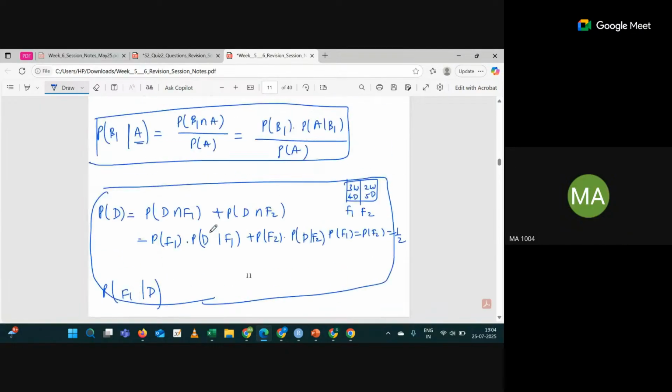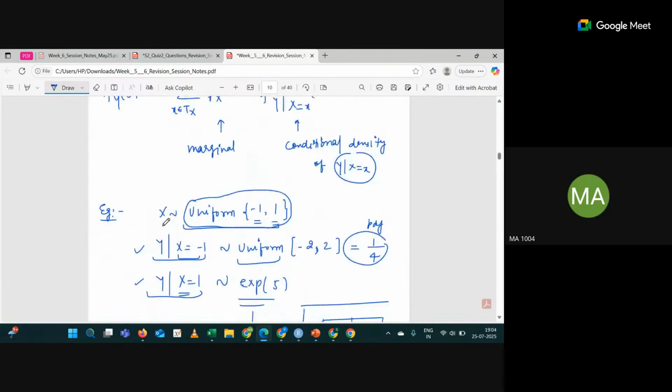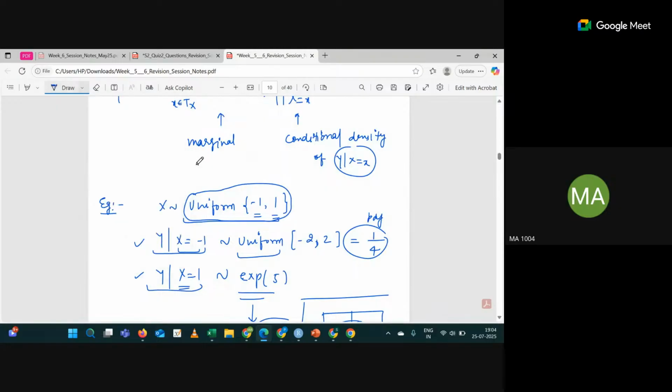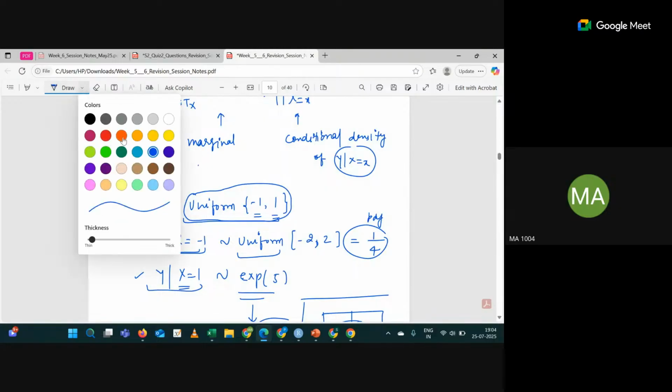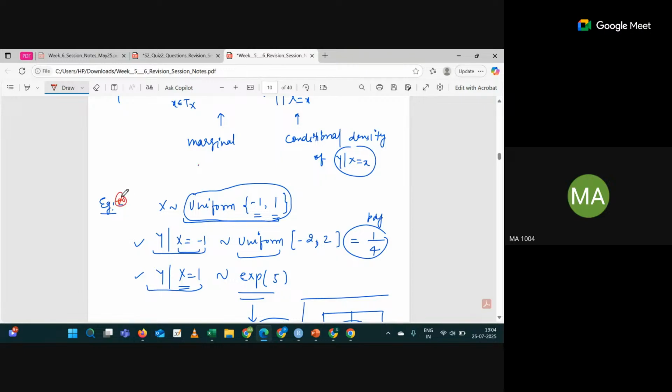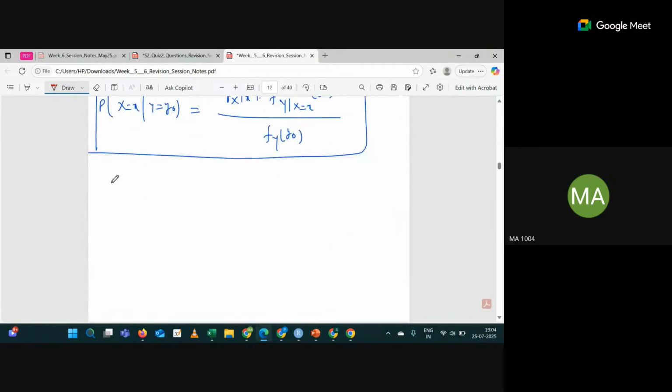So for this same example, let's try to solve this. Let me call this example star. From the same example star, X was discrete uniform on -1, 1, right? And we have been given some conditional density of Y given -1. This was the continuous uniform from -2 to 2.